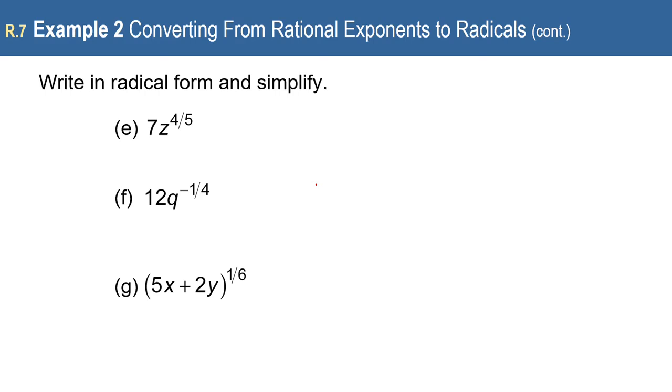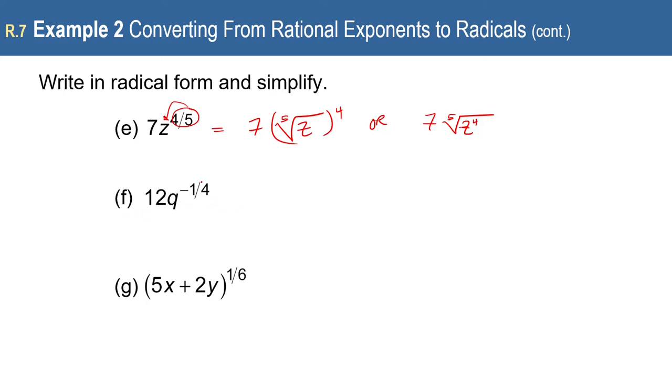Let's rewrite these in radical form and simplify. Just remember this 4/5 only influences the z. So I can rewrite this as 7, the 5th root of z raised to the 4th power. That's the simplified form. Or I could also write it as 7, the 5th root of z to the 4th. So again, the 4 could be on the inside of the radical or it could be on the outside, but it's equivalent.